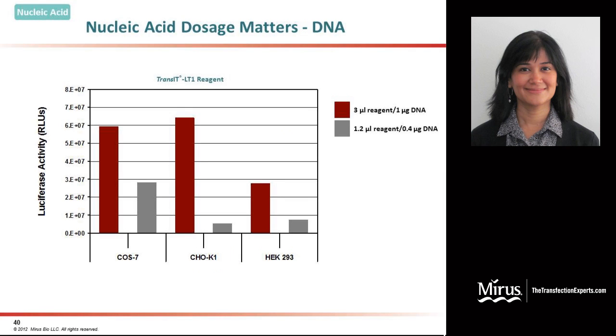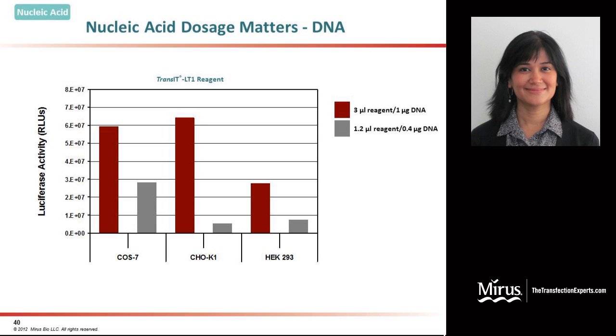Needless to say, the nucleic acid dosage also matters. We have seen routinely that doubling the dosage of DNA in harder to transfect cell types such as Jurkat cells or RAW 264.7 actually improves the levels of expression quite a lot.